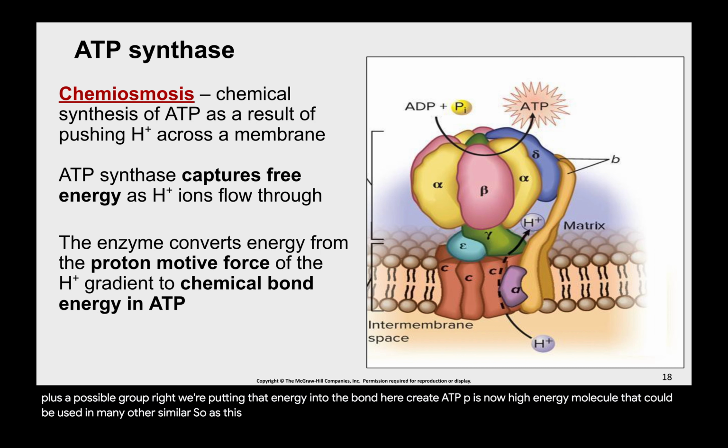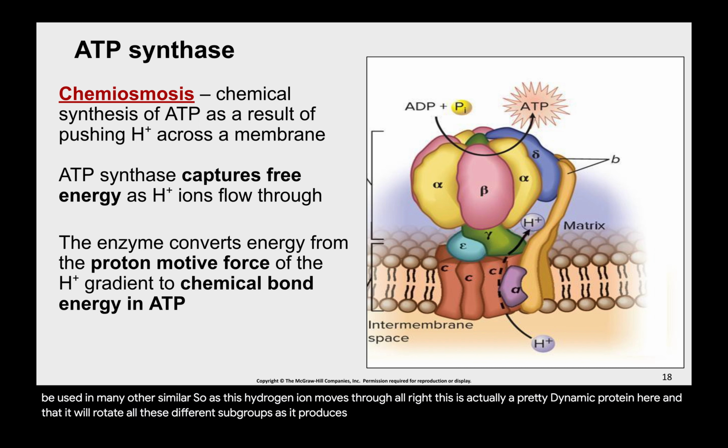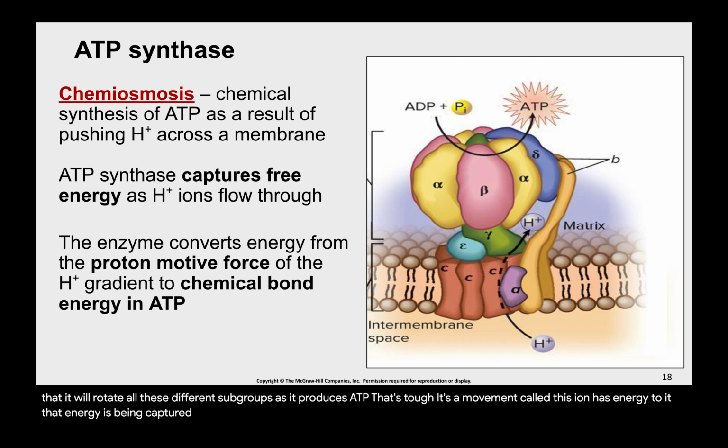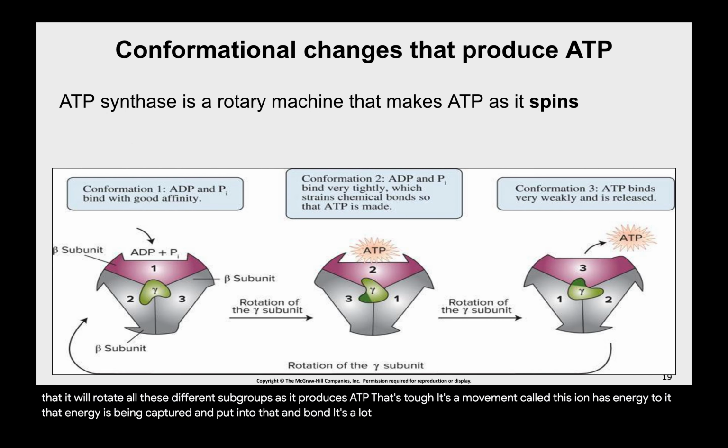So as this hydrogen ion moves through, this is actually a pretty dynamic protein here, and it will rotate all these different subunits as it produces ATP. Pretty cool. We can go into really some in-depth stuff here, but it's the movement of this ion has energy to it. That energy is being captured and put into that covalent bond of ATP. I know, it's a lot. It's a pretty cool mechanism.